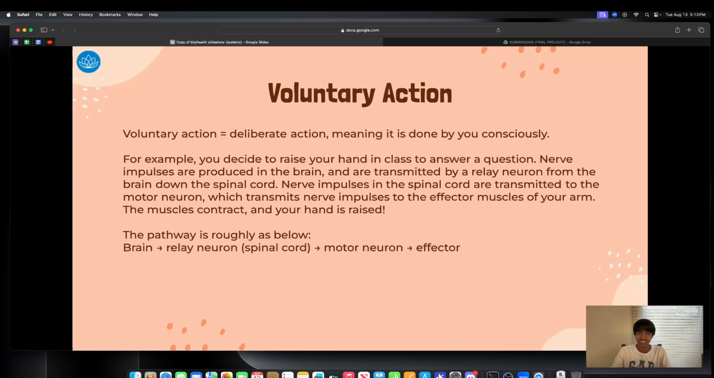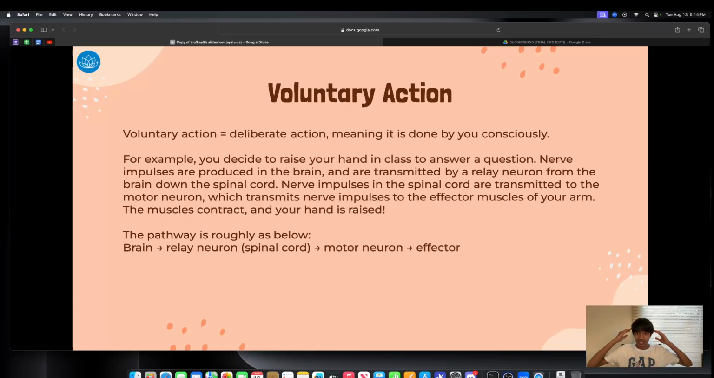That's a really wild fact, right? And then voluntary action is deliberate action, meaning it's done by you consciously. So for example, you decide to raise your hand in a class and answer a question. Nerve impulses aren't produced externally, right? They're produced in the brain. So it's not like you're touching a cube of ice where the cube of ice is cold and then it goes to your brain. This is actually starting from your brain. Your brain is the starting point, right?